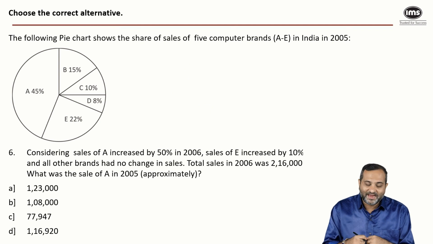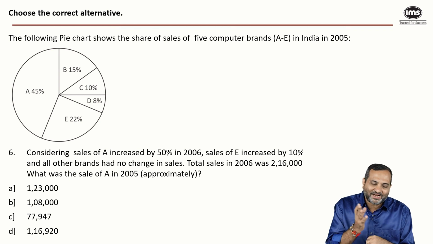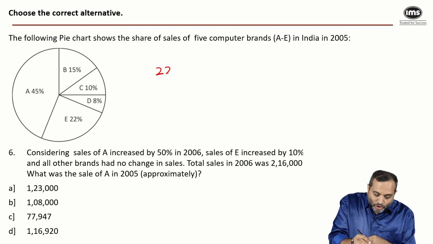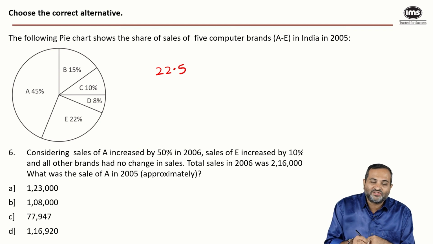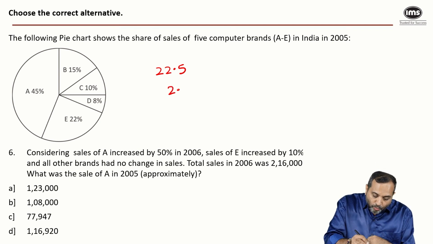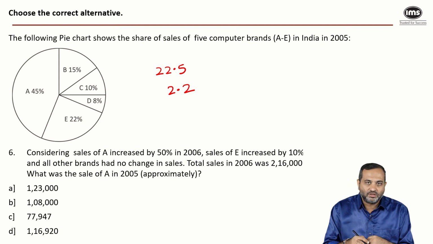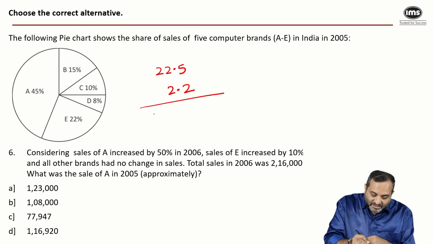Considering sales of A increased by 50% in 2006 and sales of E increased by 10% and all other brands had no change in sales. So this is exactly the same data from the previous question. So I know my increase is 22.5% as far as A is concerned, 2.2% as far as E is concerned. So now let's see what the question is asking. Total sales in 2006 was 2,16,000. What was the sale of A in 2005? So I know that the increase is 24.7%.